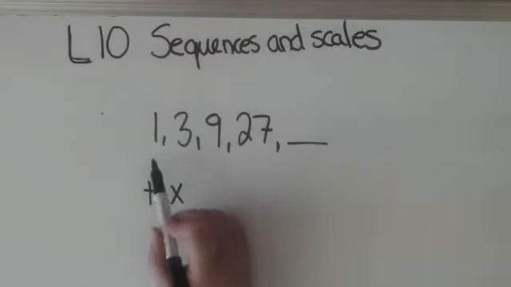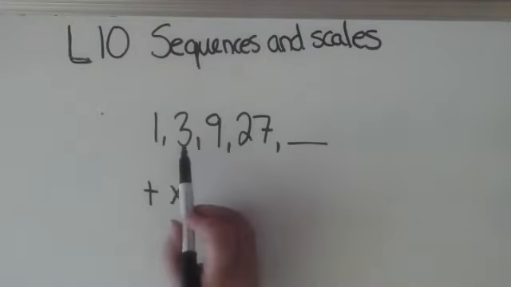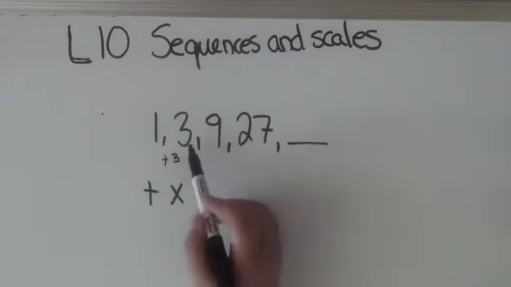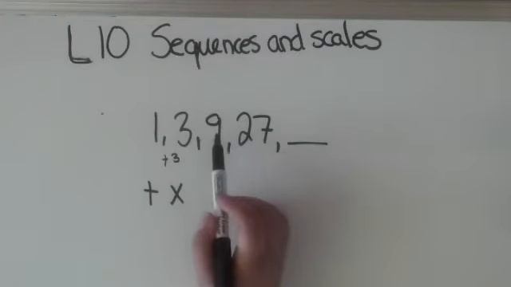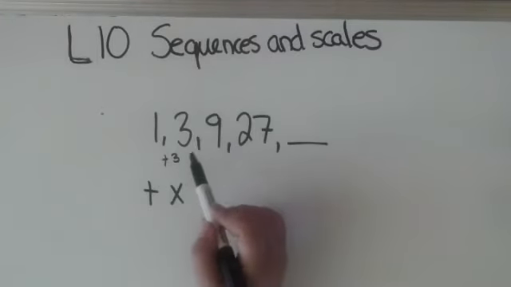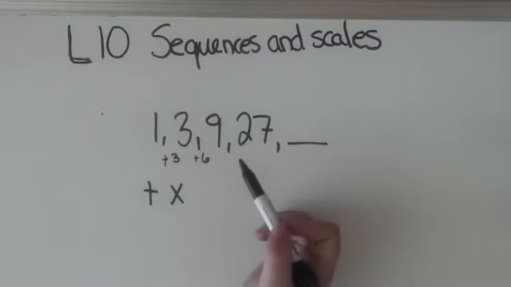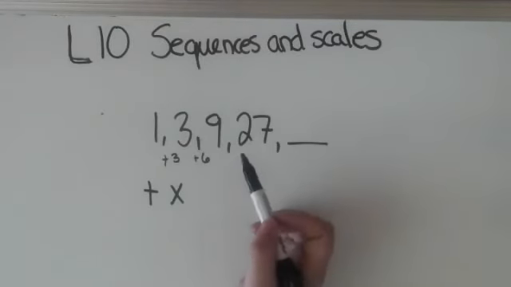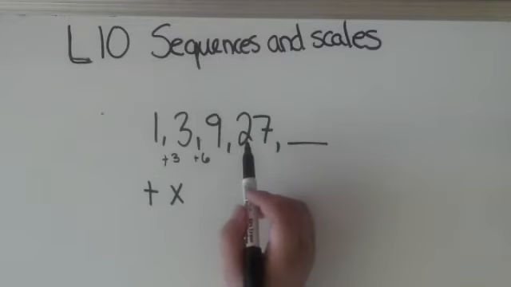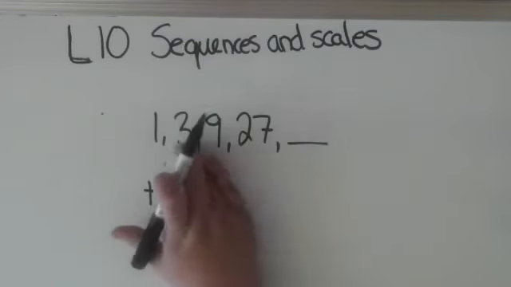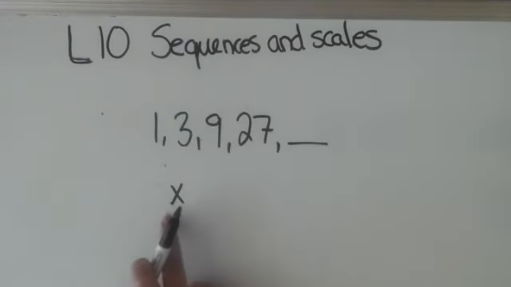Let me see what the difference is between 1 and 3. The difference is 3, so I could be adding 3. Now let's check 3 and 9. The difference between 3 and 9 is not 3. It is 6. Maybe there's a pattern there. The difference between 9 and 27 is much different. So it is not adding, which means it is multiplying.